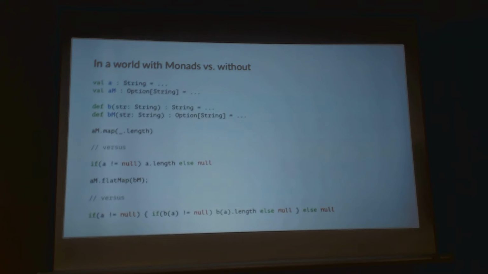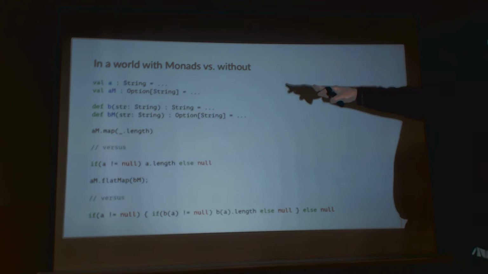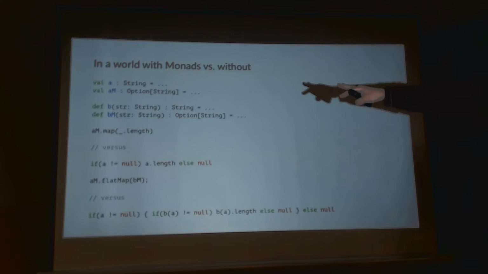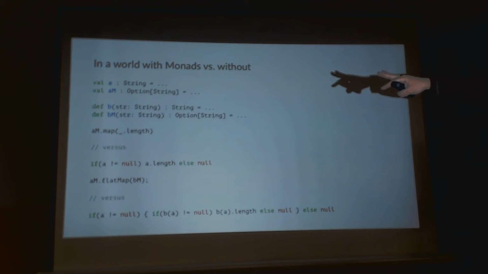So let me illustrate this by showing a really straightforward example here. You have a value A of type String, AM of type Option of String, and then we have methods where you have one that takes a String and returns a String, and one that takes a String and returns an Option of String. So the way you would do a map with these on AM, you just say AM map length. That will work whether AM actually contains a value or not.